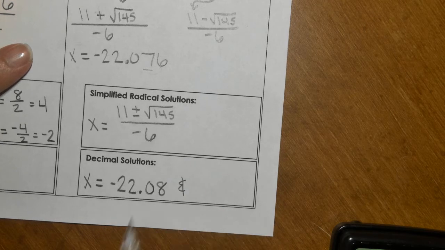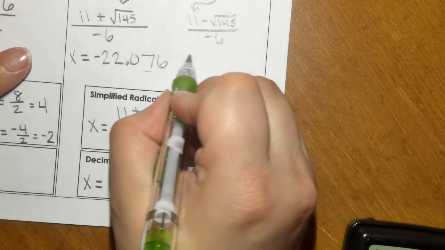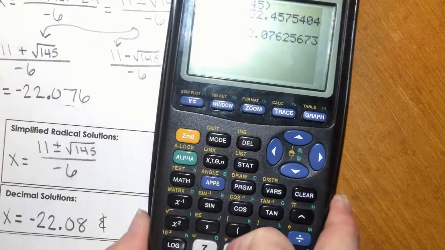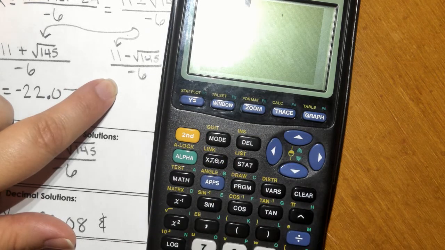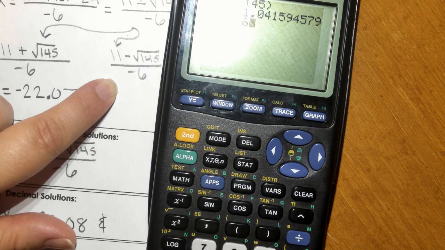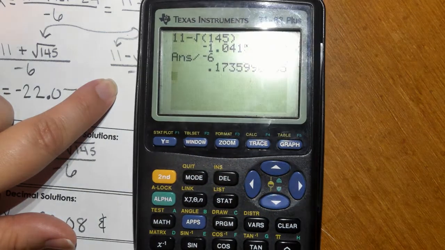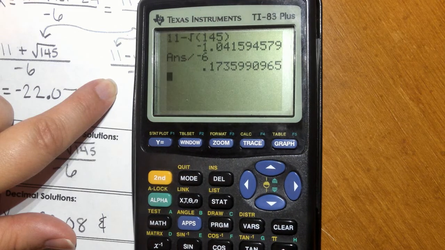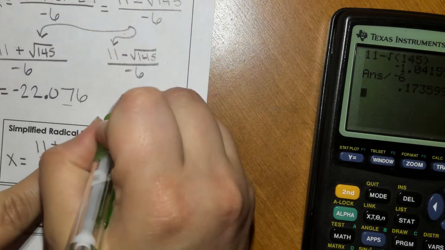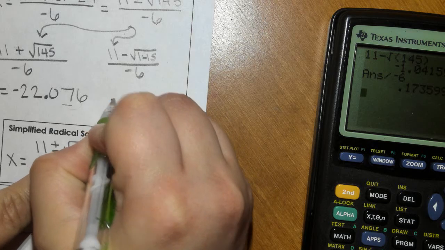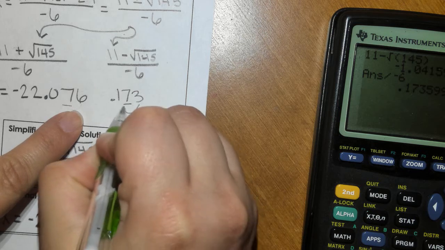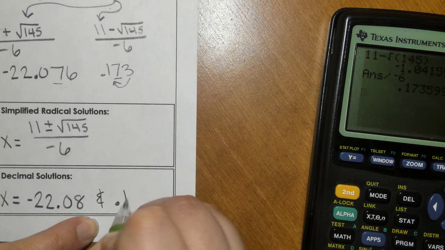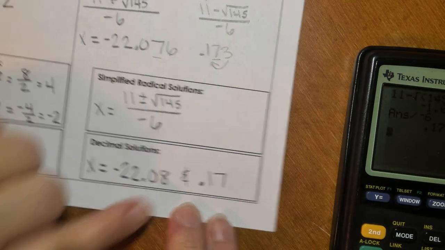And then we can do the second one. For this one, we would do 11 minus the square root of 145, get that answer, and then divide it by negative 6, and we get that long decimal, 0.1735. Rounding, that 3 would make the 7 stay. So those are our 2 decimal answers.